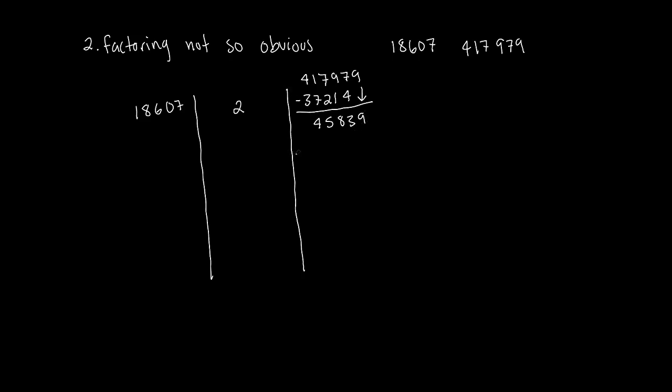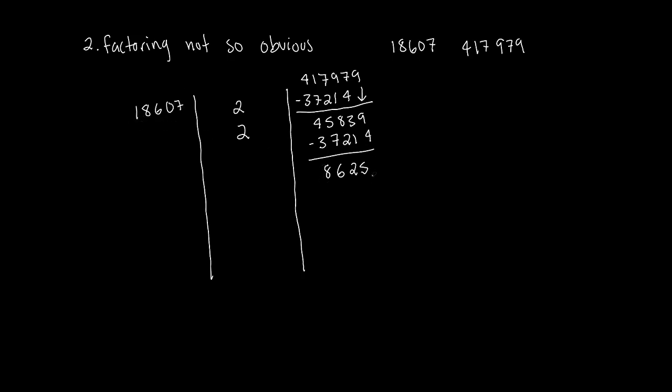Then we want to continue with the smaller number into the larger number. Looking at this, we can see that 18,000 is smaller than 45,000. So how many times does this number go into the larger number? Well, again, it's going to be 2 times, with the same number, 37,214. This would give us 8,625. Now something interesting: this number is now smaller than this left number.